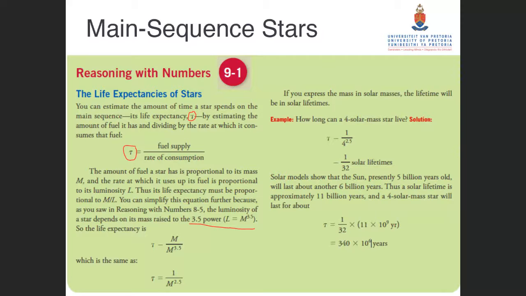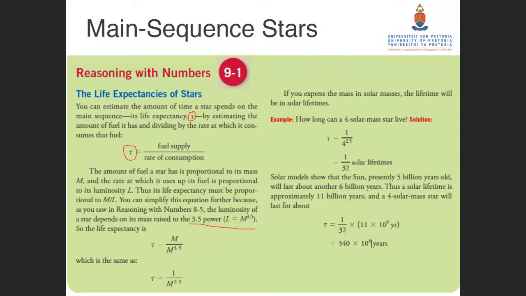So if you express the mass in solar masses, the lifetime will be in solar lifetimes. So how long can a 4 solar mass star live? So tau equals 1 over 4 to the power 2.5. So that is 1 divided by 32.